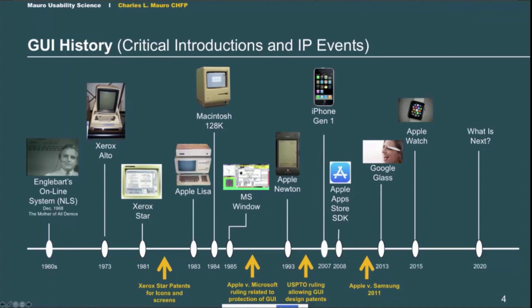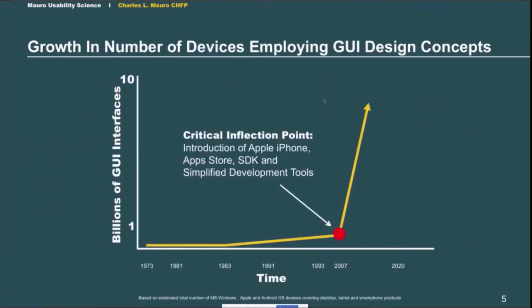So what I want to point out is that this major section here, from the introduction of the iPhone through the introduction of the Apple Watch, really presented the first extremely dramatic growth in the number of GUI type interfaces. So if we look briefly at the growth in the number of devices employing GUI design concepts, and these are actual on the vertical scale as billions of interfaces.